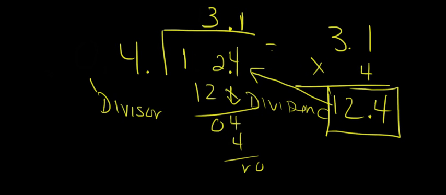Now, let me tell you what happened with that problem. We had 0.4 divided by 1.21, or was it 1.24? 1.24. All right, guys.